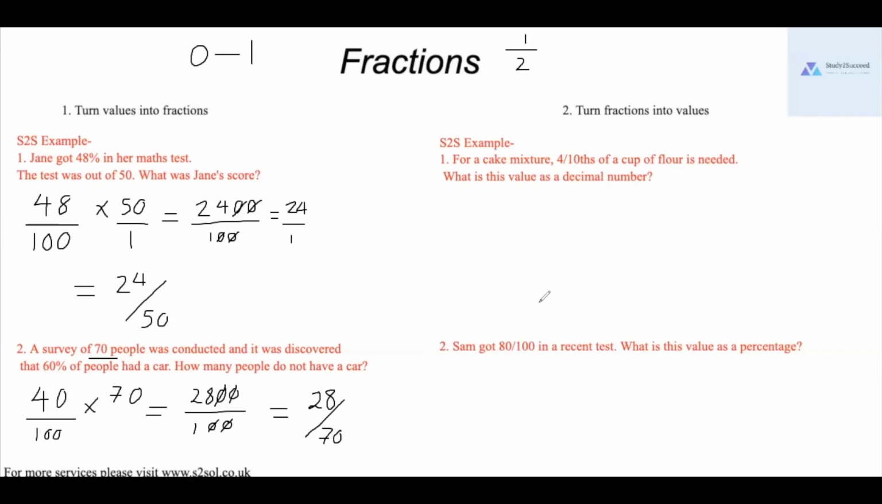And the second thing that we need to know how to do with fractions is to turn fractions into different values. So it says, for a cake mixture, 4/10 of a cup of flour is needed. What is this value as a decimal number? So we've been presented information as a fraction. And to get this value as a decimal number, all we have to do is complete the sum that we have in front of us, 4 divided by 10, okay? So this presents our answer as a decimal number.